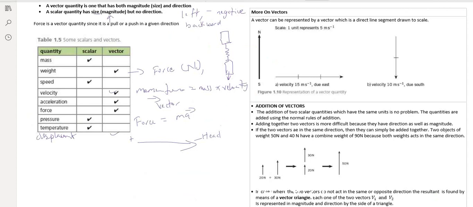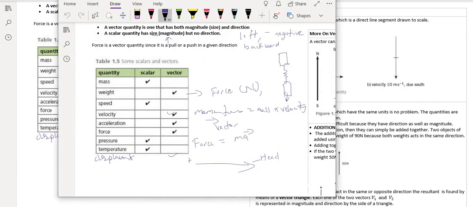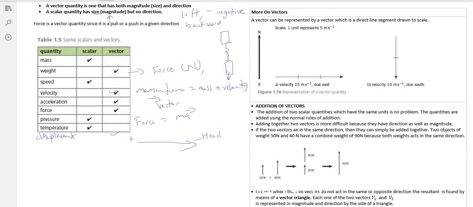So the length here, so if I was supposed to measure a particular vector, right, I would use my ruler to measure some centimeter, right? Now when you measure that centimeter, you need to scale the diagram. So we attach what we call a scale to it. So we would say that 1 unit represents 5 meters per second, right? So for every 1 centimeter that you increment by, then it would be 5 meters per second.